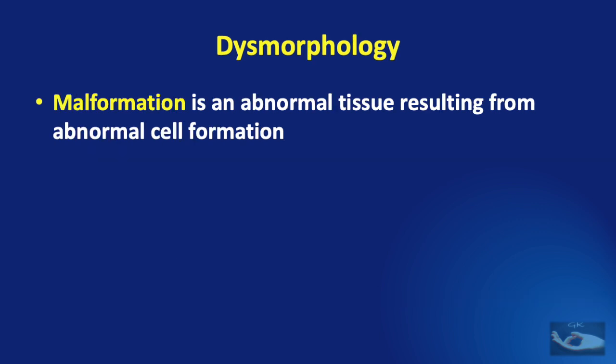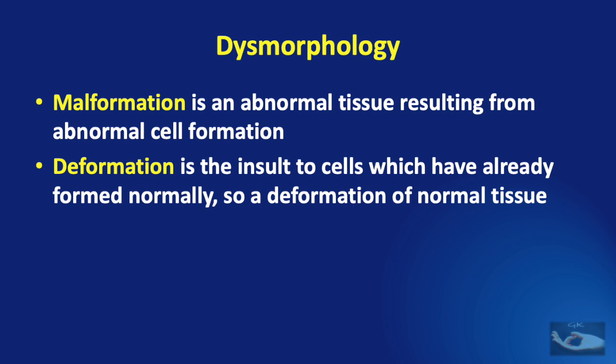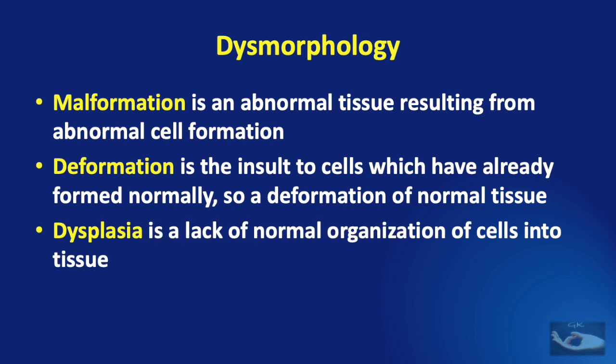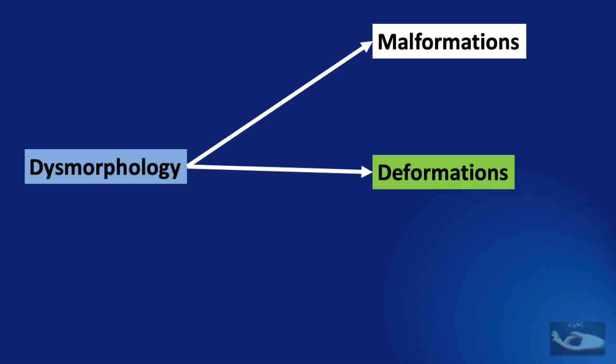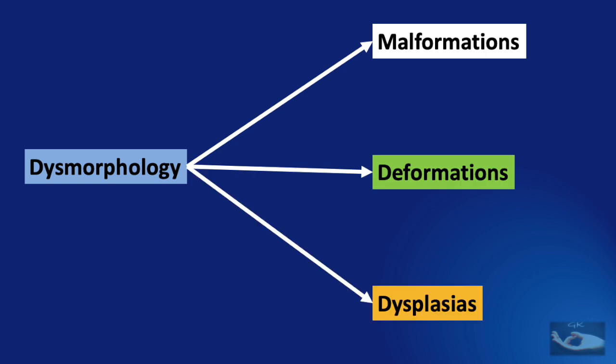Malformation is an abnormal tissue resulting from abnormal cell formation. Deformation, on the other hand, is the insult to cells which have already formed normally. So, a deformation occurs of the normal tissue. Dysplasia is a lack of normal organization of cells into tissues. So, the dysmorphology could mean malformations, deformations, or dysplasias.